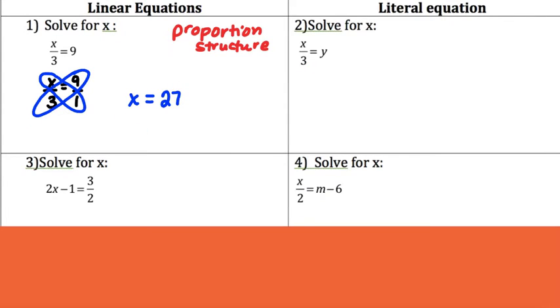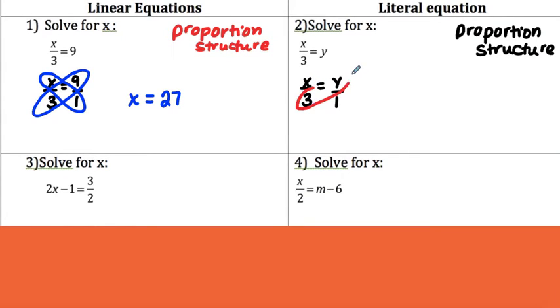The same thing can be done with a literal equation. So first we want to put it into the proportion structure. We want to recognize that y can be written over 1. So x over 3 equals y over 1. We multiply both sides by 3, okay, or we cross multiply. And we get x equals 3y. And there we go. Okay.